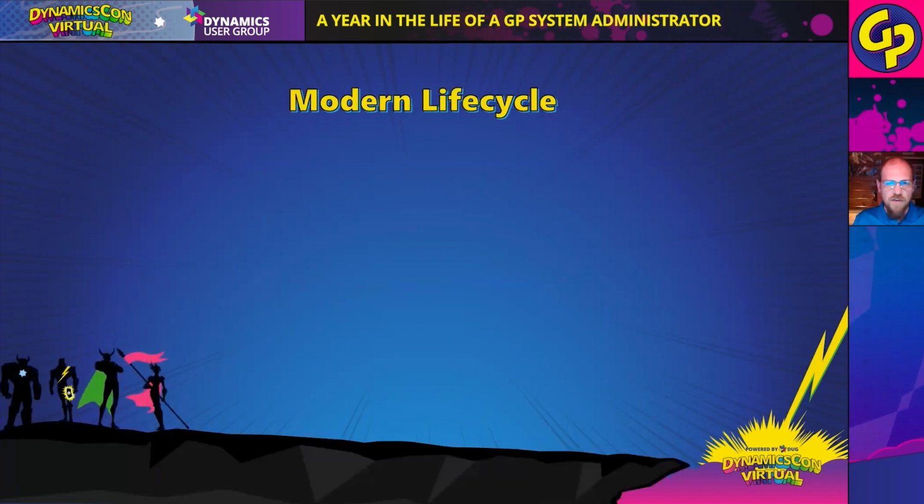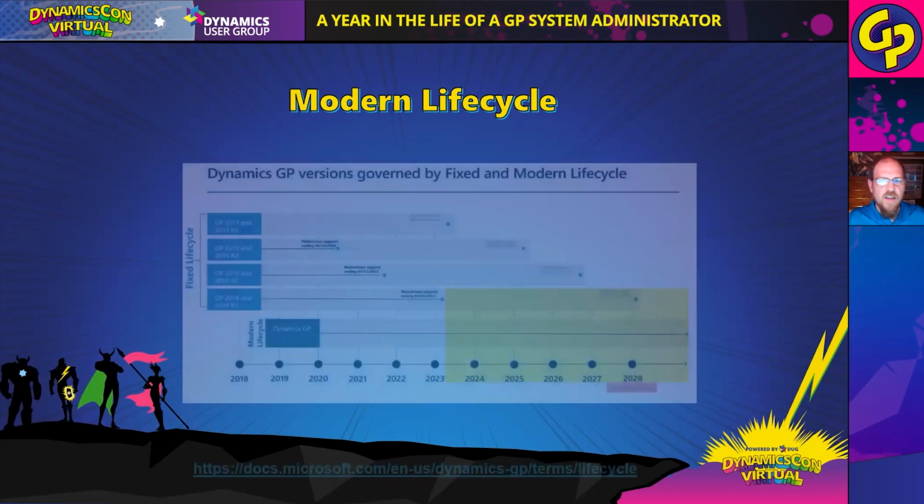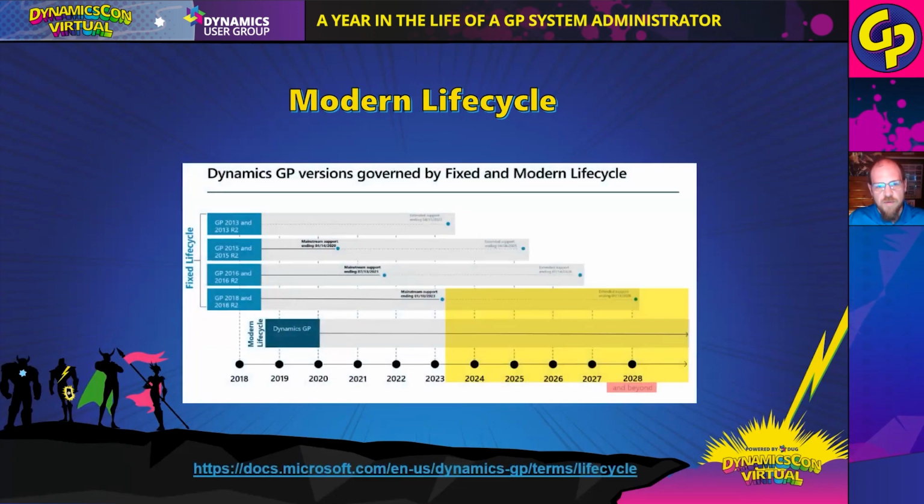But let's first just briefly review where we're at in time, superheroes. In the modern life cycle, which is the term that references the bottom of this chart, right? This chart demonstrates some of the past from Dynamics, right?